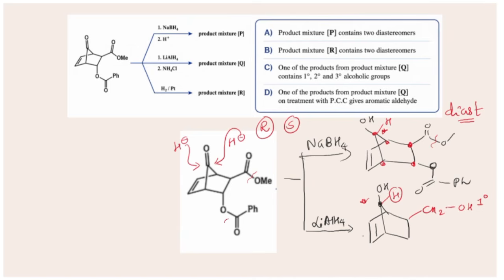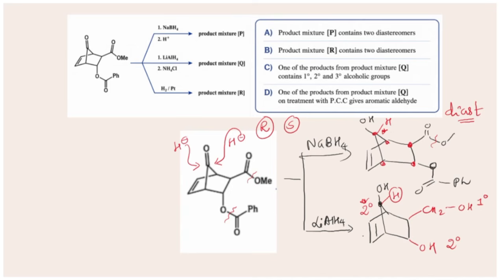What about here? The bond will get cleaved here and we are going to get OH. And what sort of alcohol is this? This is a secondary alcohol. Primary, secondary, and what is this? This is also secondary. Remember, whenever we reduce esters, aldehydes, ketones, we are going to get either primary or secondary alcohol. Only with the Grignard reagent and ketone, we are going to get a tertiary alcohol.